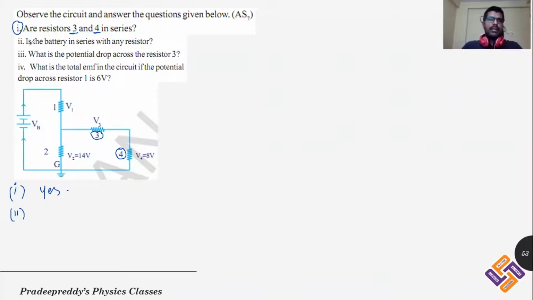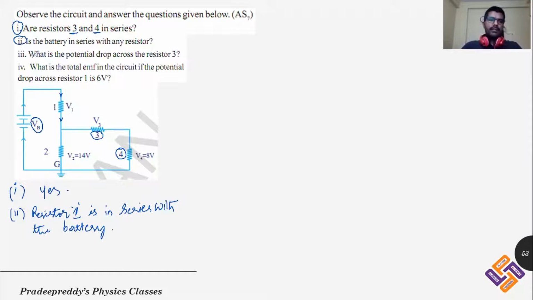Now the second one: is a battery in series with any resistor? This is battery VB. From this battery, current is flowing and it is passing through this resistor. The same current will pass through this resistor as well as the battery. Therefore, resistor 1 is in series with the battery. The second one is also completed.